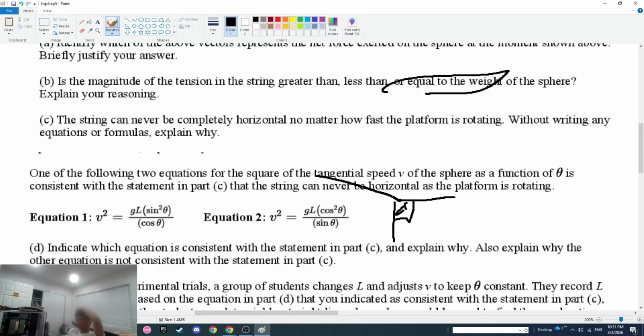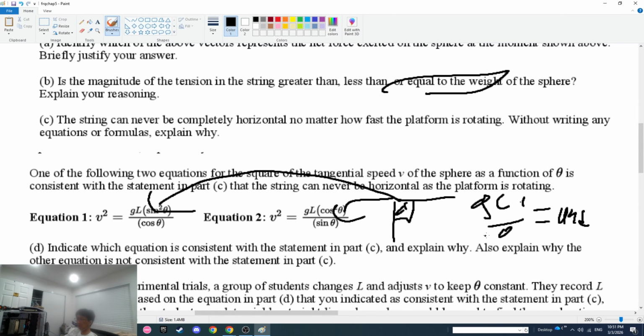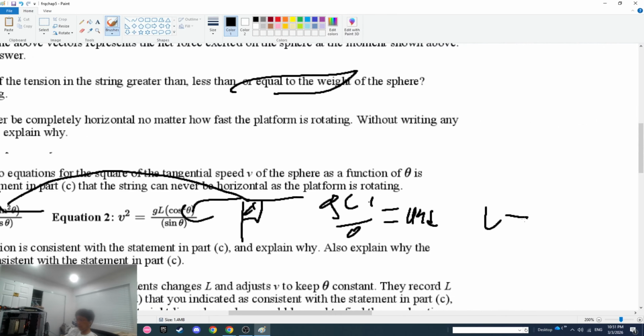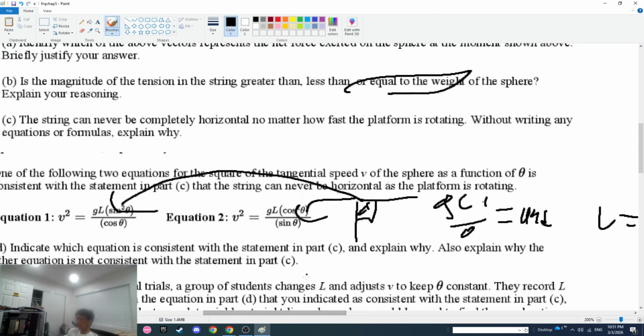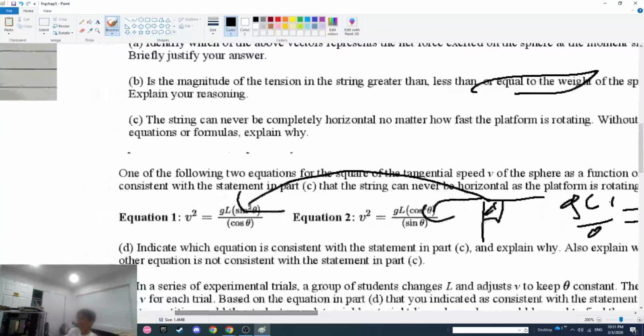So we know that when it's horizontal, it'll be 90 degrees. If we plug in 90 degrees in here, we get GL times 1 divided by 0, and that is undefined, which is consistent with our reasoning, because it can't be 90 degrees. When we plug in here, we get v equals G times 0 divided by 1, which is 0, and then our velocity can't be 0 while it's moving.